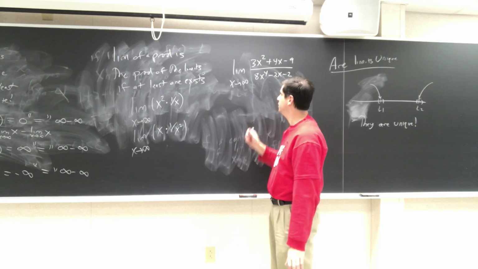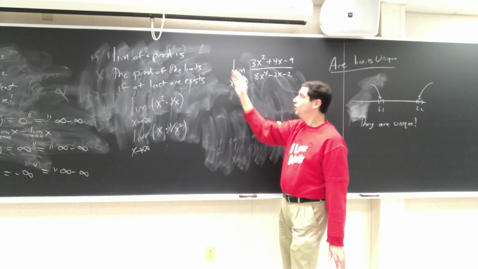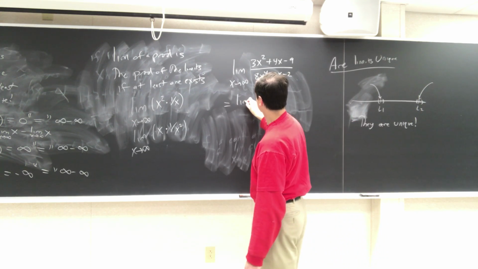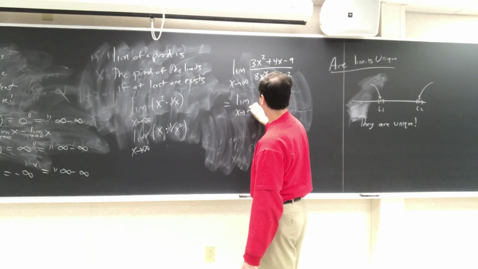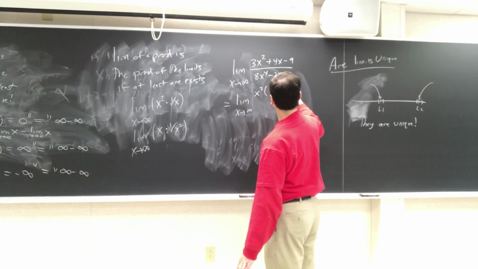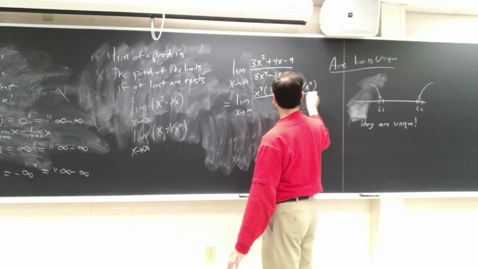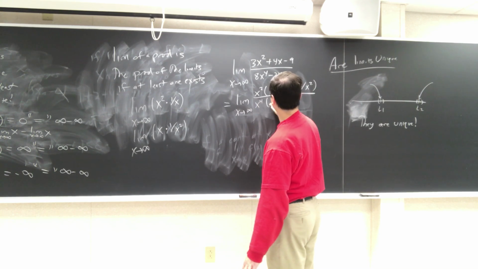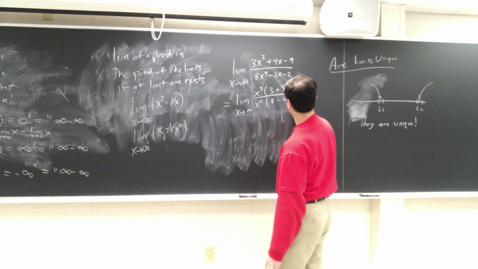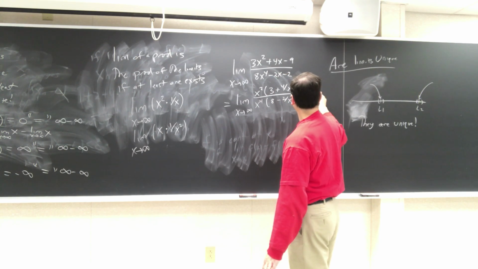Well, as x is going to infinity, one good idea is to pull out an x squared from all the terms up top, and pull out an x to the fourth from all the terms down below. This is the same as the limit as x goes to infinity of x squared times (3 plus 4 over x minus 9 over x squared), divided by x to the fourth times (8 minus 2 over x cubed minus 2 over x to the fourth).